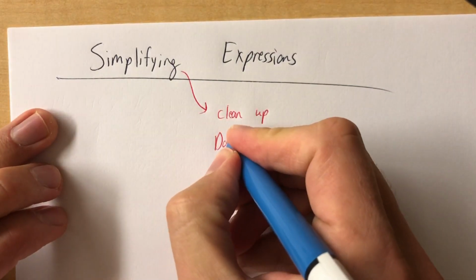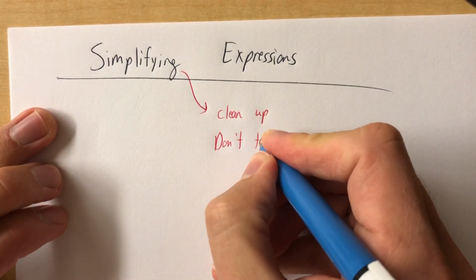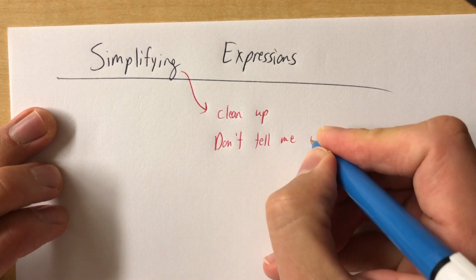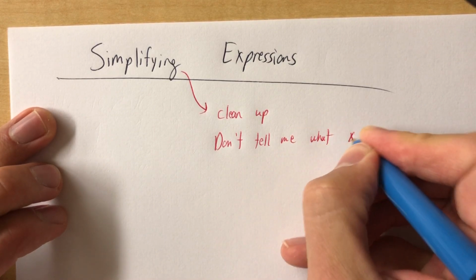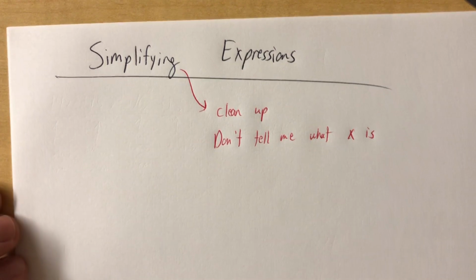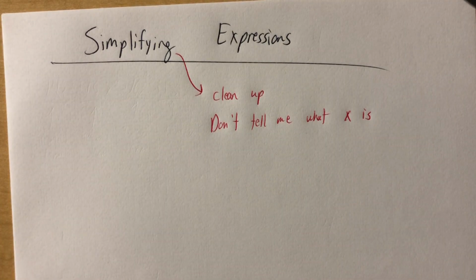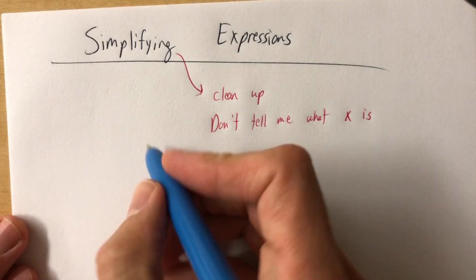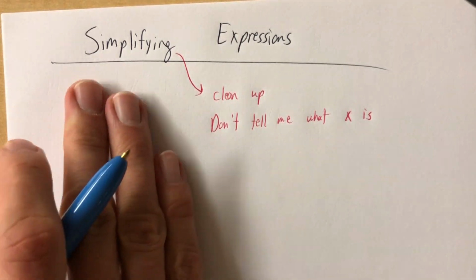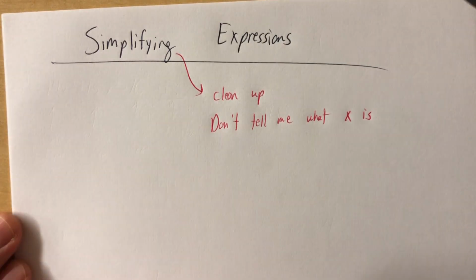You don't tell me what x is. That'll make sense in just a minute. But basically, we get in a habit sometimes in math class of being like, oh, I have to solve for x, or I have to solve for whatever the variable is. And you end up with x equals such and such. We will not be able to do that in this because we won't have enough information.